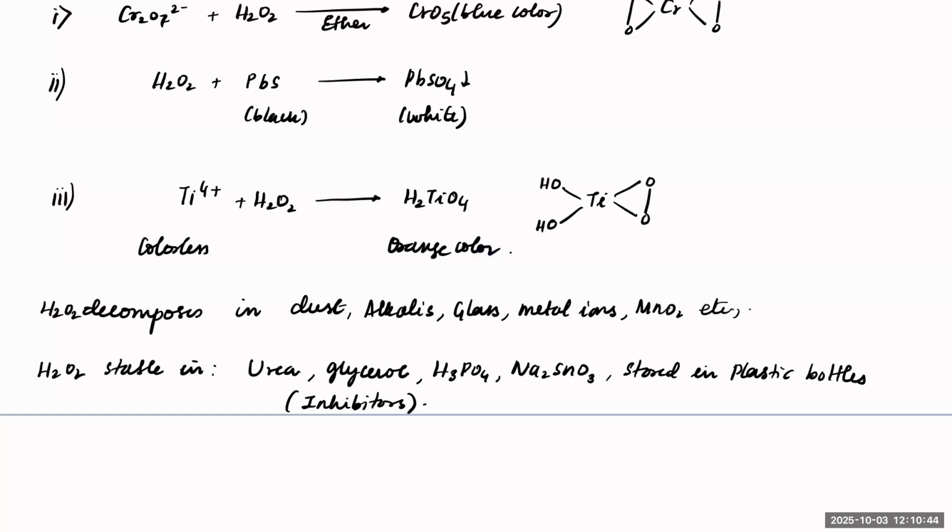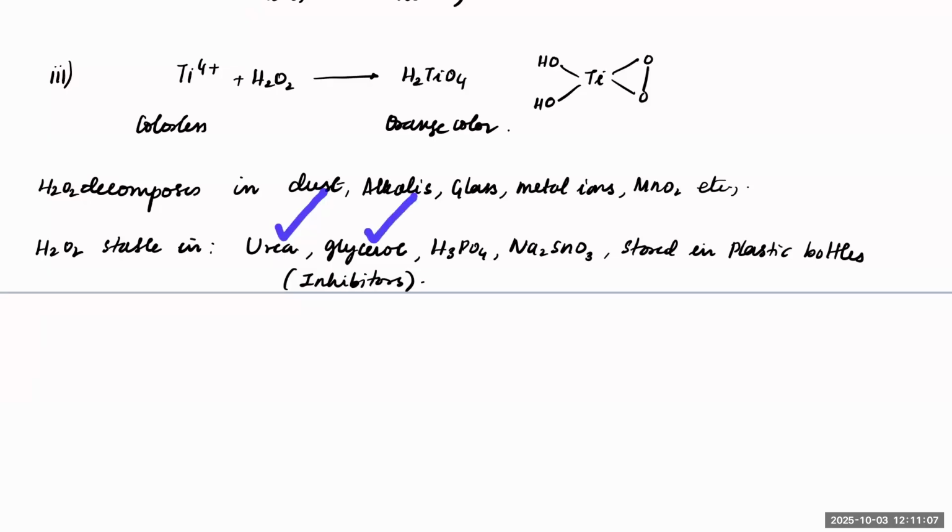Now, H2O2 can be easily decomposed in the presence of dust. That means it can decompose very easily in the presence of dust, alkalis, glass, metal ions, MnO2. These are all the decomposing agents or catalysts. While H2O2 will still be very stable in urea, glycerol, phosphoric acid, Na2SnO3, and when stored in plastic bottles. These are called inhibitors. That means they will try to keep the peroxide as stable as possible.